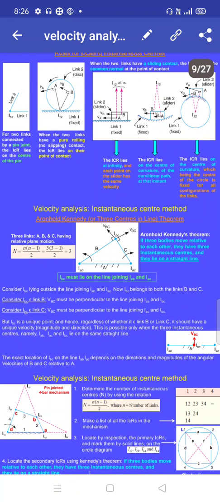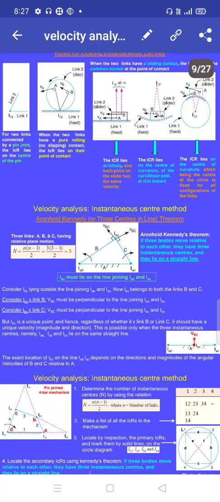Aronhold-Kennedy three-center-line theorem. Consider three links A, B and C having relative plane motion. So capital N is equal to n into n minus 1 divided by 2, which is equal to 3. Aronhold-Kennedy's theorem: if three bodies move relative to each other, they have three instantaneous centers and they lie on a straight line. So IBC must lie on the line joining IAB and IAC.